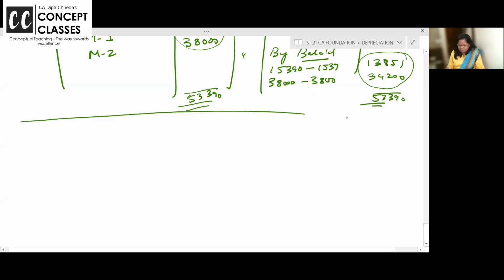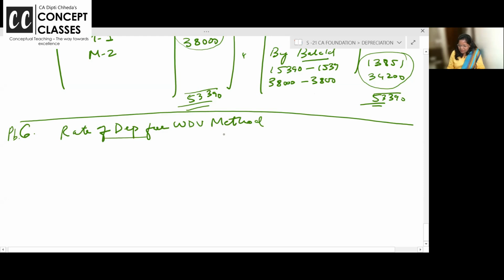Sixth problem. Depreciation is missing. It's a problem of WDV method only. तो पहले तो depreciation ही निकालते हैं. Rate of depreciation for WDV method.